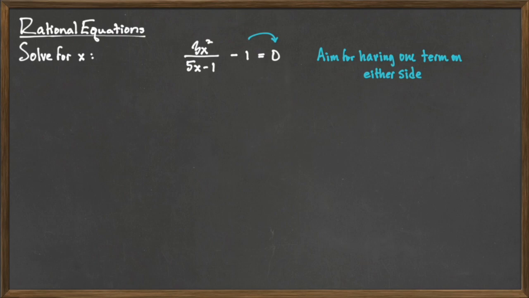Since nothing is going to cancel out, I'm going to go ahead and multiply both sides by the only denominator that I see, which is 5x minus 1. Once I carry out this multiplication, I'm going to get a cancellation on the left, and that term is going to stack up on the right.